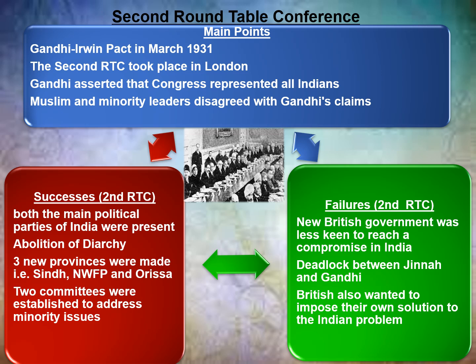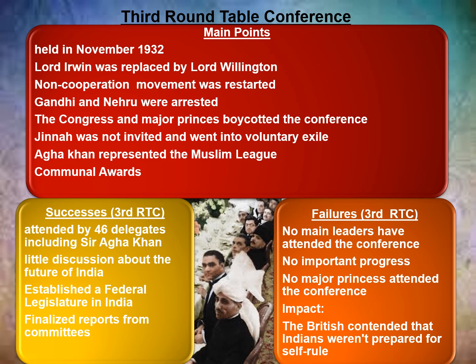Now if we talk about the third Round Table Conference, it was held in November 1932. Lord Irwin was replaced by Lord Willingdon, who was less prepared to make concessions. The civil disobedience movement was restarted by Gandhi, and Gandhi and Nehru were arrested as well. So the Congress and major princes boycotted the conference. Jinnah, considered a troublemaker, was not invited to that conference, and he went into voluntary exile. So Aga Khan represented the Muslim League with only 46 delegates present at the conference. The Communal Award, which I'll explain later, was announced by Prime Minister MacDonald.